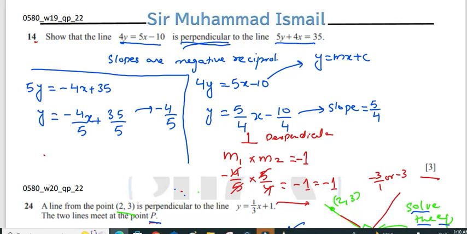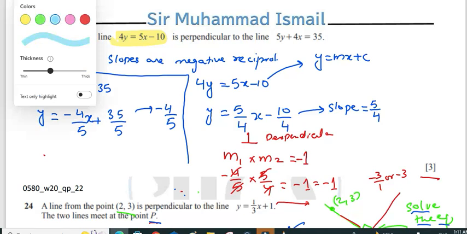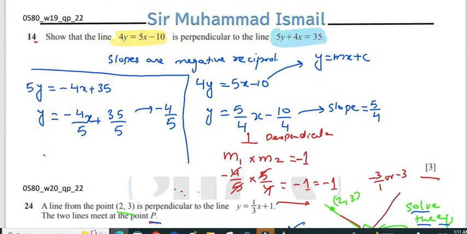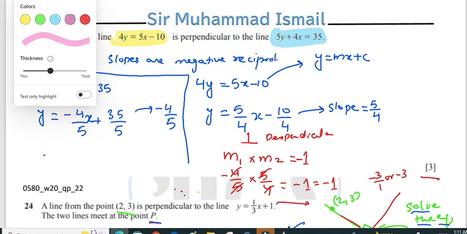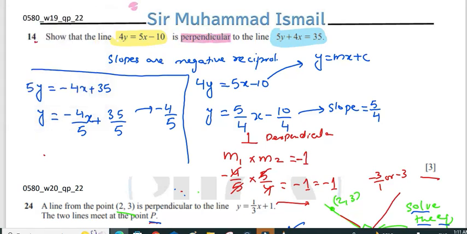This is question number 14 of year winter 2019, variant 220580. You have two lines, equations of two lines are given. Let me rub a little bit so that I can highlight the basic idea. These are two lines. The first line is this one, the second line is this one. The question is asking me to prove them to be perpendicular to each other, right?